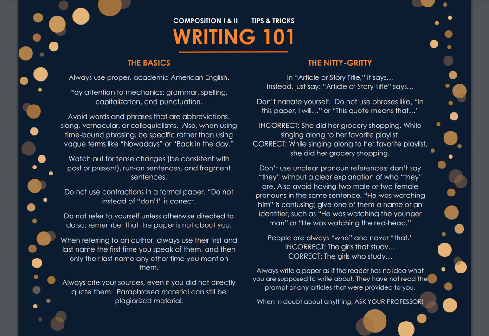You always cite your sources, even if you didn't directly quote them. Paraphrased material can still be plagiarized, so you have to cite your sources. One of the things that I see often is students think that they have to construct sentences in this way. In the story, it says that. You don't have to put it that way. Just say, the story says, for example, in The Fault in Our Stars, the author explains blah, blah, blah. Simply just say, The Fault in Our Stars explains blah, blah, blah. It's just a cleaner and neater way to say things.